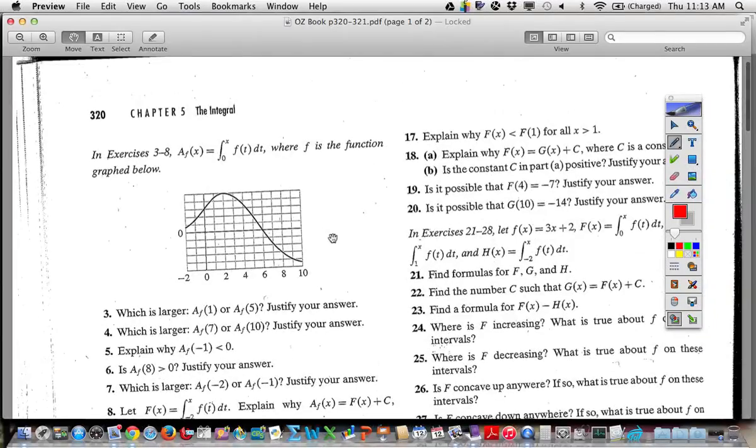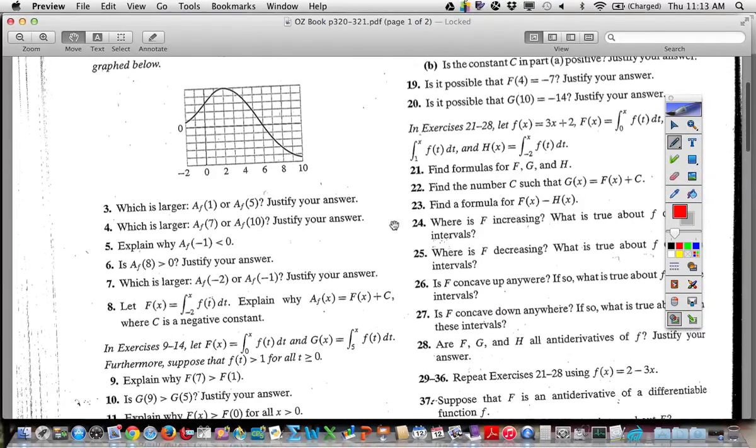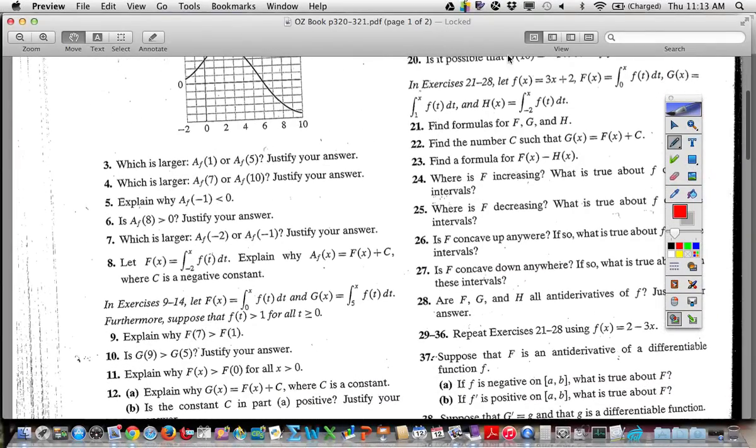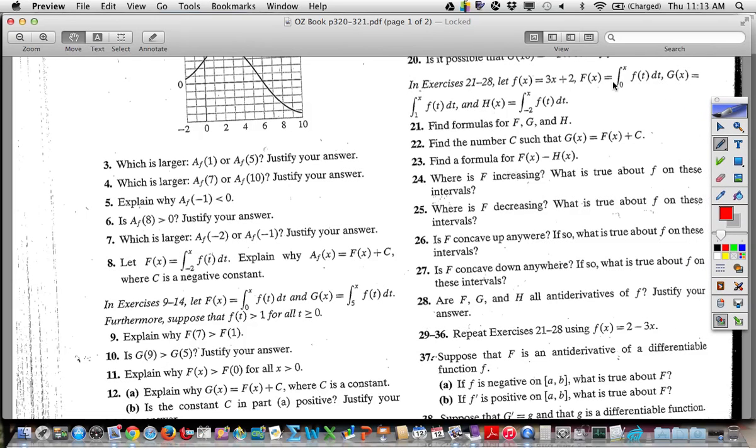was this picture. We don't really have a picture. But what we had is big F was this antiderivative, big G was this antiderivative, big H was this antiderivative. Now they're all the same except for the C, right? They're all the same except for the C, which just means their graphs would be all the same except shifted up and down. Now, here's what I want you to get out of 24 through 28.